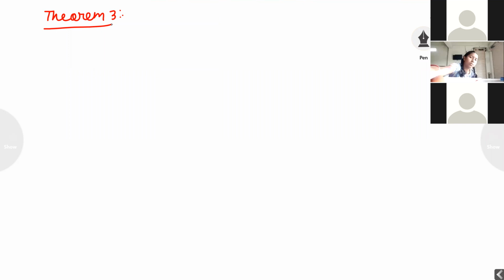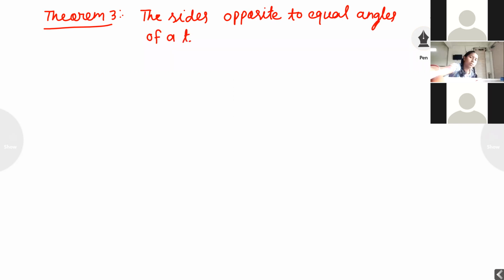The sides opposite to equal angles of a triangle are equal.